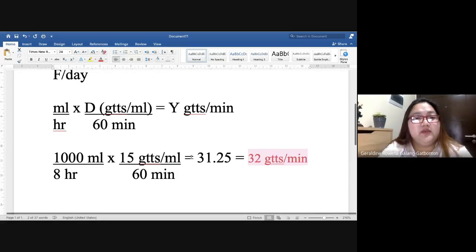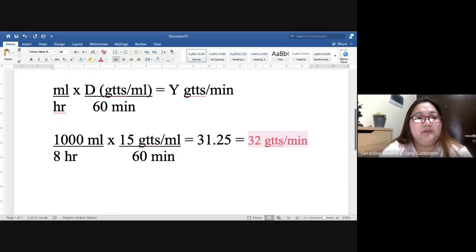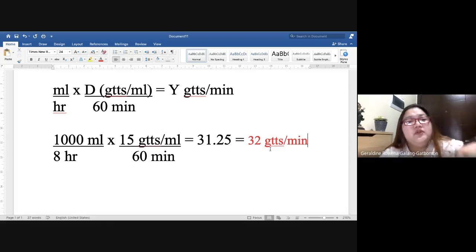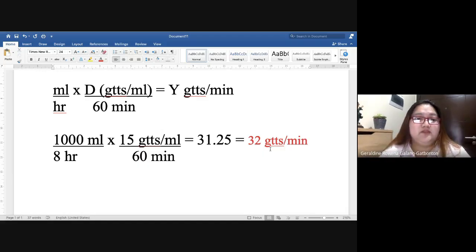Okay? So, again, ml per hour times drop factor over 60 minutes equals drops per minute. Sa loob ng isang minuto, bibilangin mo dapat 32 drops. So, using your watch with the second hand, regulate 32 drops per minute. Alright, so ml per hour, drop factor, 60 minutes.